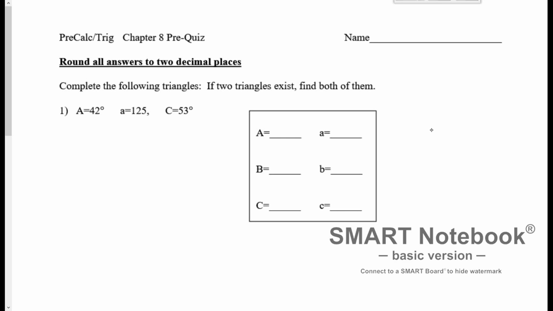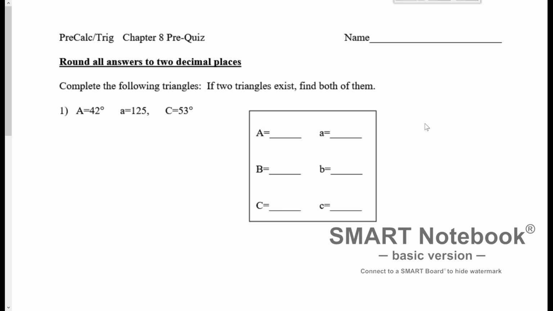Here's another video of Chapter 8 pre-quiz. So we're going to solve some triangles here. If we're solving triangles, that means we have three sides and three angles. And in Euclidean geometry, those angles add up to 180.